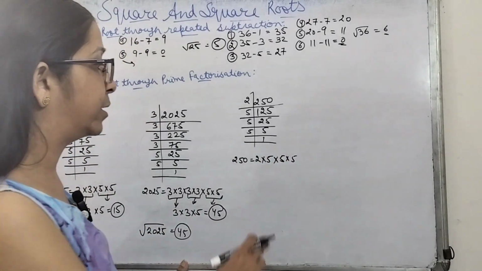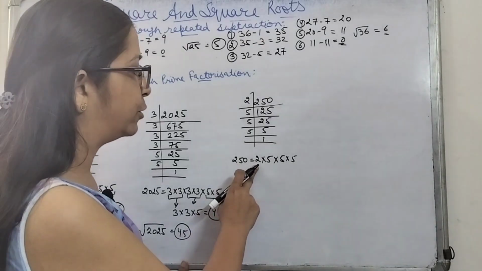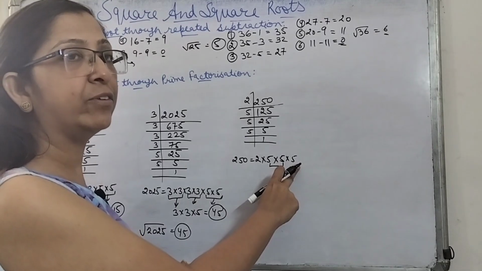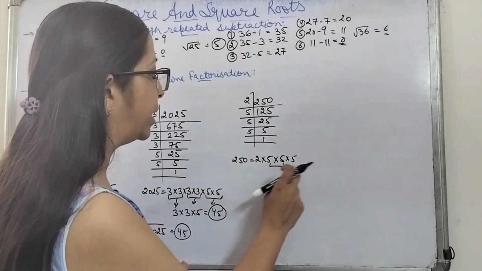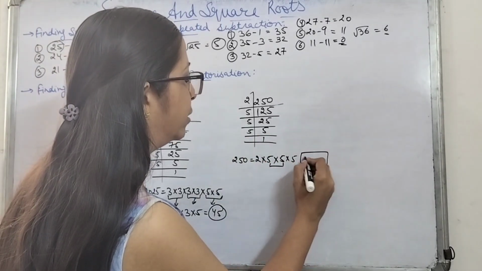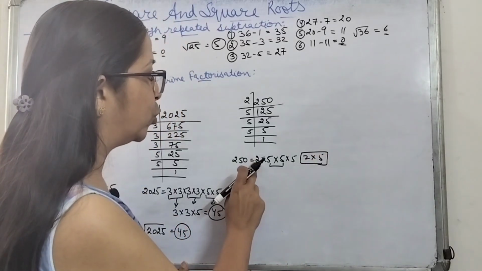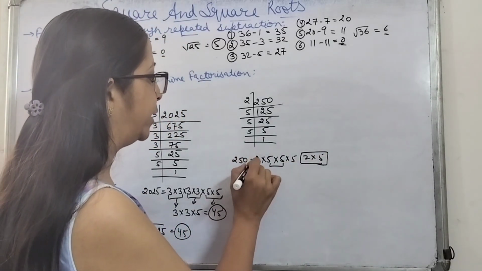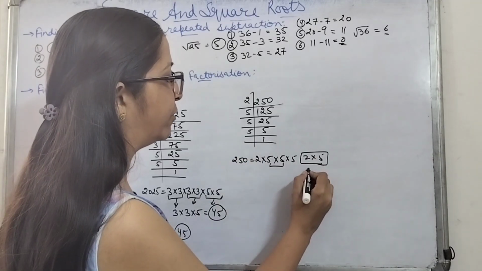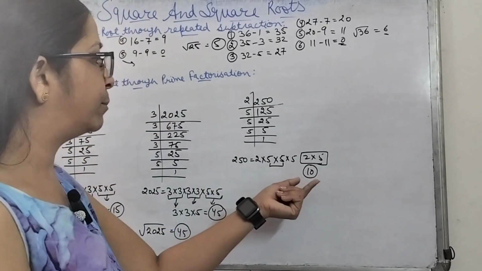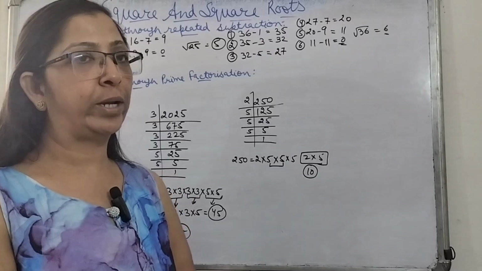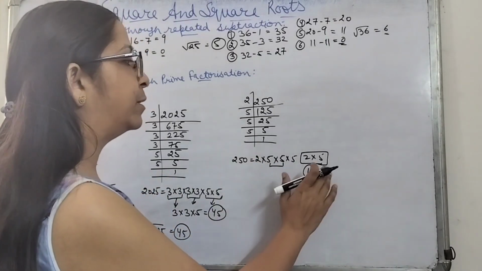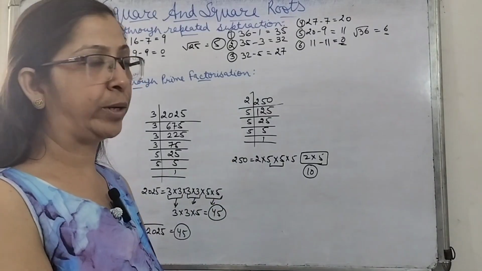Now we can see over here that there is no pair of 2. Only a single 2 is there. This 5 is in pair, but again this 5 is not in pair. So if we multiply by 2 multiplied by 5, then 2 will have a pair and 5 will also have a pair. If we multiply 250 by 2 multiplied by 5, that is 10, the new number will become a perfect square. Whatever numbers are not in pair, we make them in pair so that it becomes a perfect square.